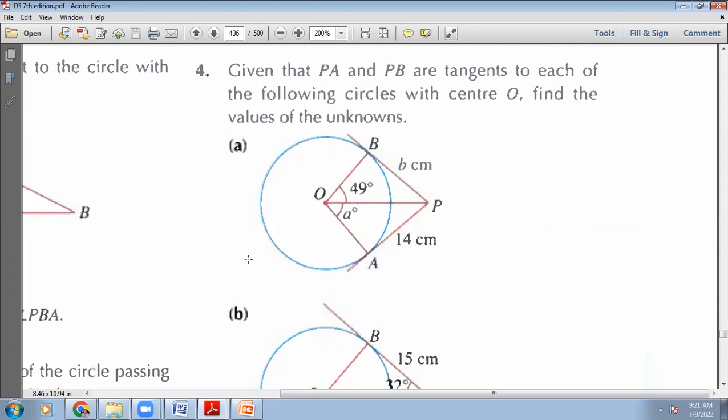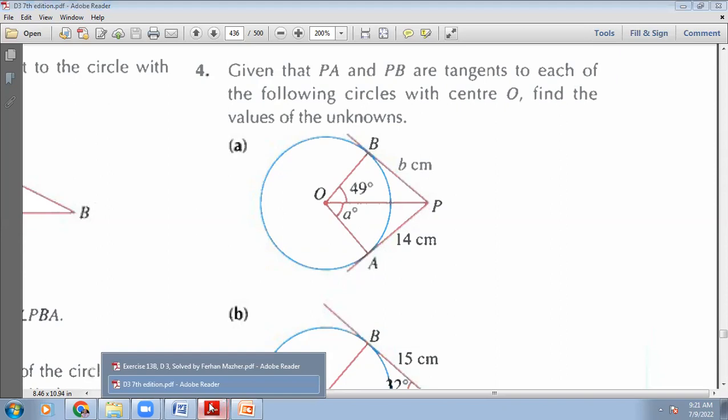So here, there are two tangents from this external point. This is the center of the circle. PB is the length of the tangent. PA is also the length of the tangent. Both the tangents are from the same external point. This line joins the external point with the center of the circle. So this bisects the angle at the center. This also bisects the angle between the tangents. So the question is, what is the value of the angle A? That will be equal to 49. What will be the length B? That will be equal to 14 centimeter. Let me show you.